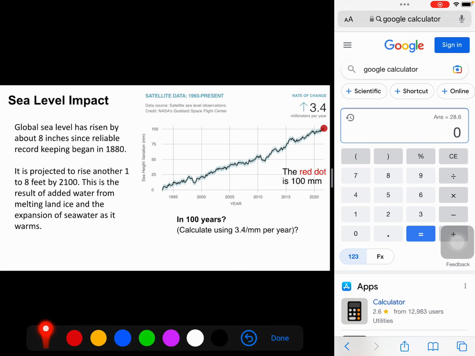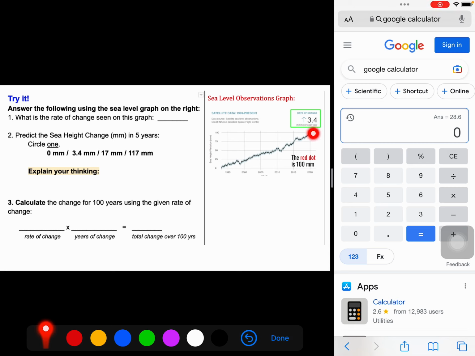Here we have a rate of change of 3.4 millimeters per year. So we're going to put that in here in our number 1, right? 3.4 millimeters, that's our unit, per year. So that's given to us.